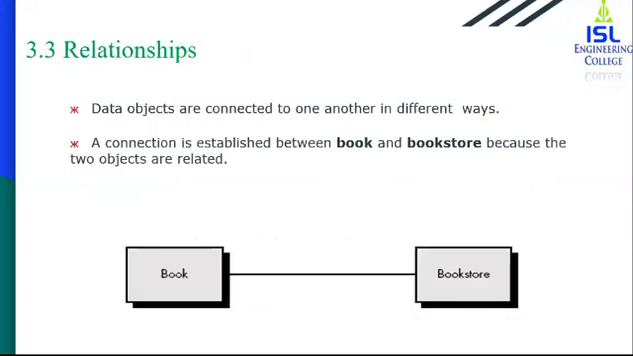Then the next one is relationships. Now with relationships, you can have different data objects, and how these data objects are connected to one another is called your relationships. Within here we consider two data objects. One data object is your book and another data object is your bookstore. A connection is established between the book and the bookstore because the two objects are related. When you have a bookstore, a book will be available. If you've got multiple books, they need to be placed within the bookstore. This is the idea.